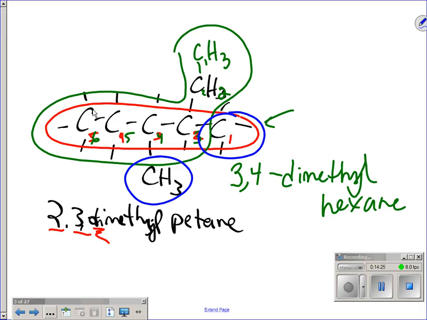This one? Because I'm not counting it as my main chain. Because it goes 1, 2, 3, 4, 5, 6. This is a separate entity. It's not included in the chain. It's because it's got a carbon with an H and H and H here. I'm drawing on top of 3 structures at this point.